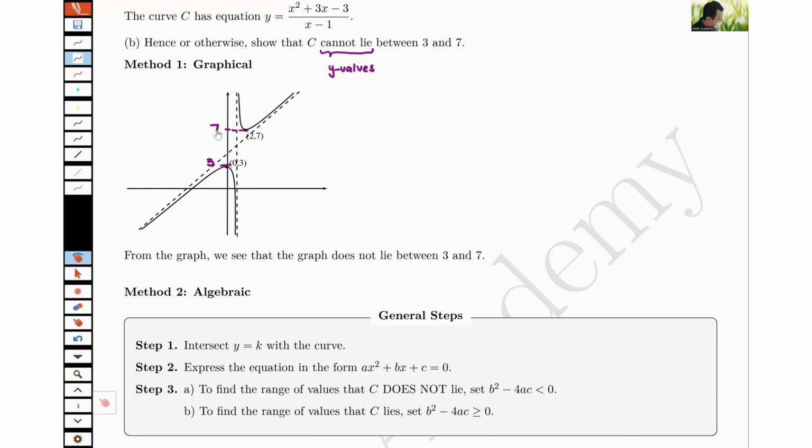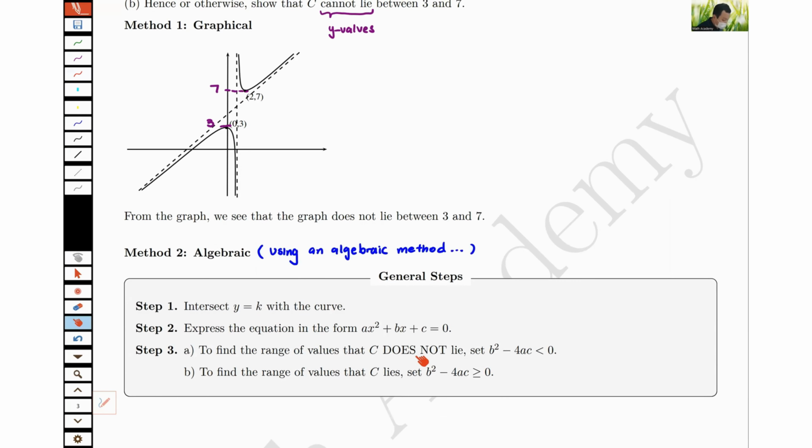They won't be so nice to say you can use a graph. Usually they will ask for an algebraic method, which means in the phrasing of the question, you look out for "using an algebraic method." It's a common phrase that they will use in this portion of the chapter. I give you the logic first. How do we use an algebraic method?